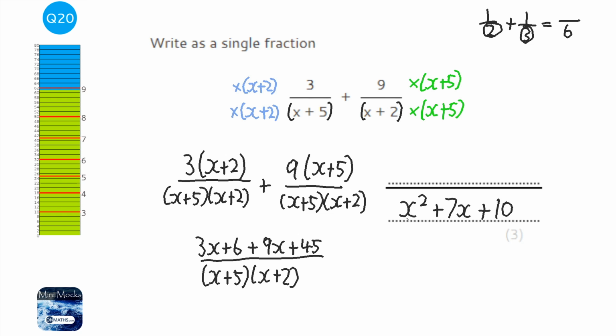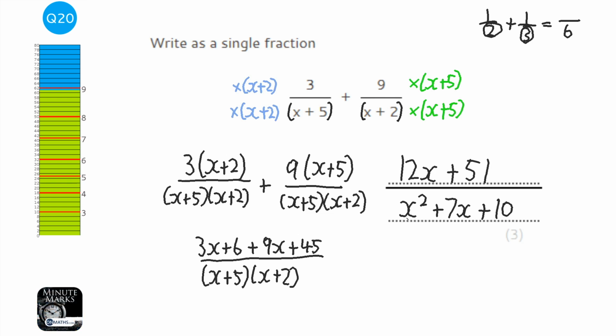If you don't know how to do that, see our video on expanding quadratic brackets. And let's collect the like terms at the top. So 3x plus 9x is 12x, and then 6 plus 45 is 51. And that's my final answer.